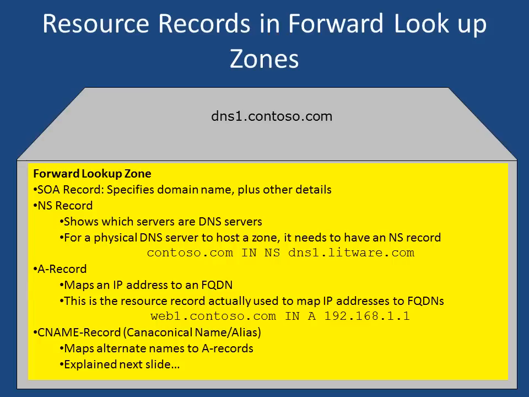The NS record, or the name server record, basically specifies the DNS servers which are being used to host a particular zone. So, for example, if there were three DNS servers hosting the zone, then you would have three NS records. For a physical DNS server to host a zone, it needs to have an NS record. And here we've got an example of one: the contoso.com zone, which maps through to the name server DNS1.litware.com.